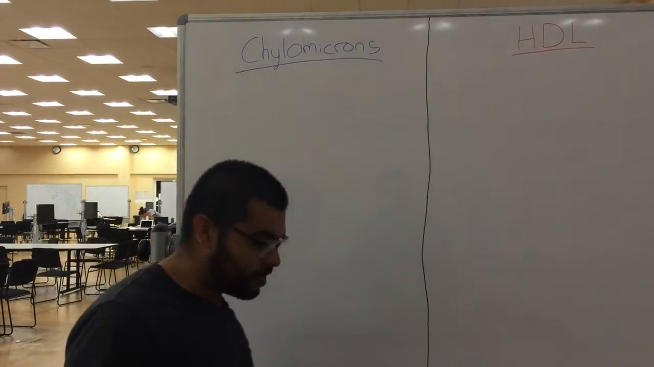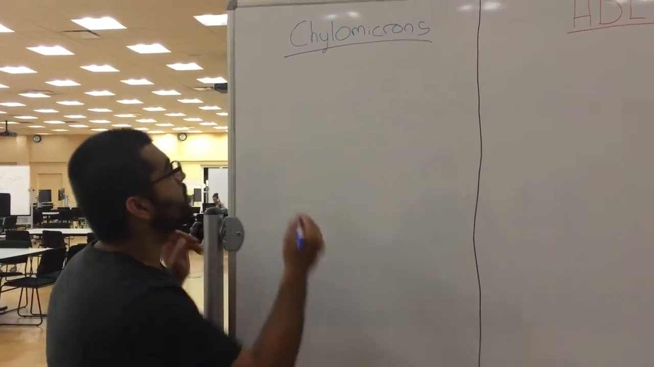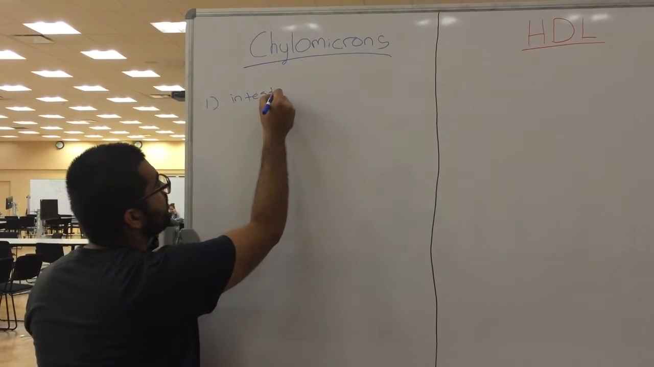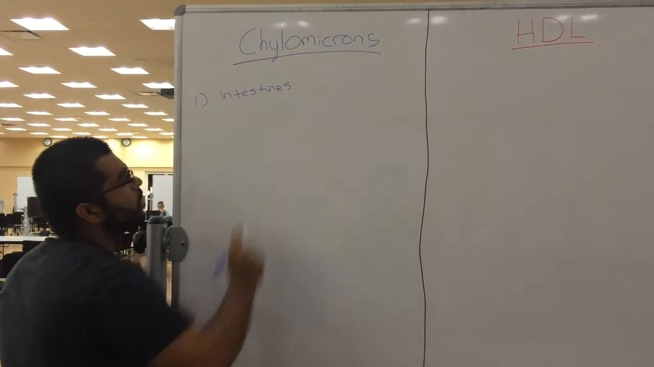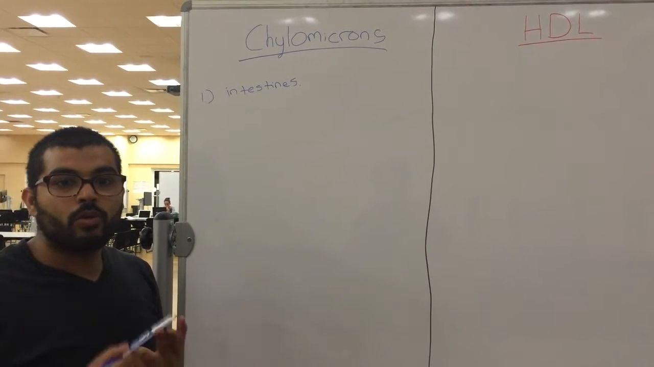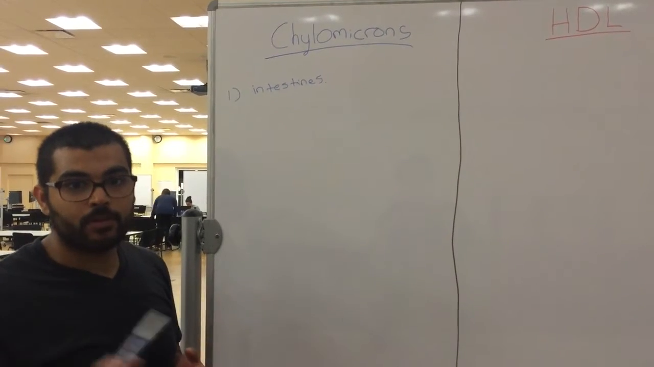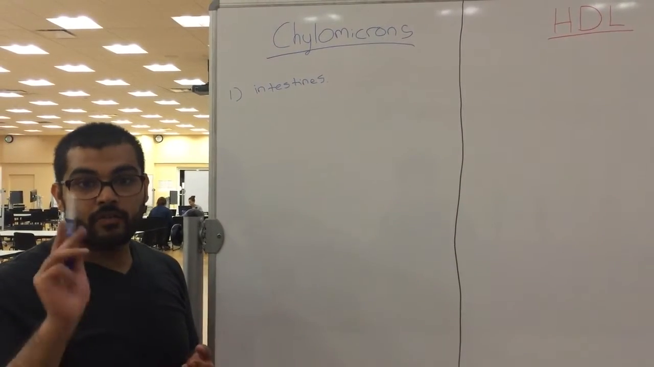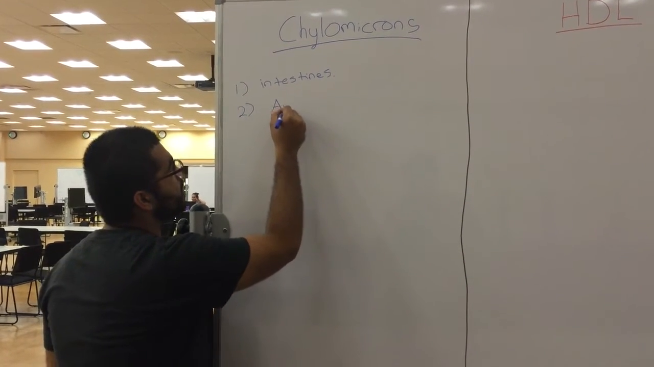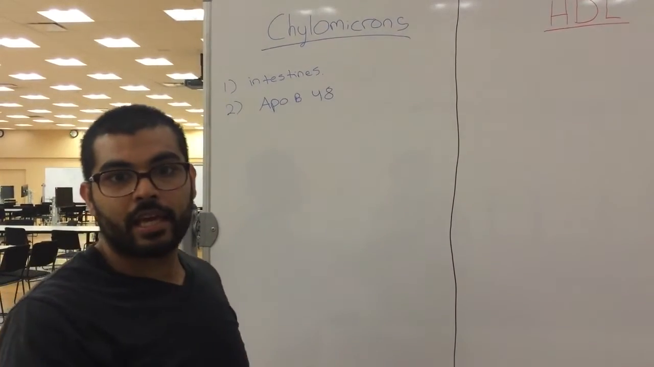So our chylomicrons, right? Let's start off with that. We should first understand that they are being made in our intestines, right? Once you guys have this done, the second thing is which protein they need to be released. That protein, my friends, is going to be ApoB48, okay? So this is the second thing. It's going to have ApoB48, right?